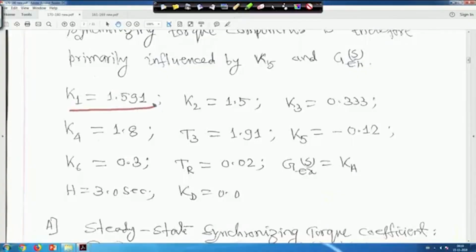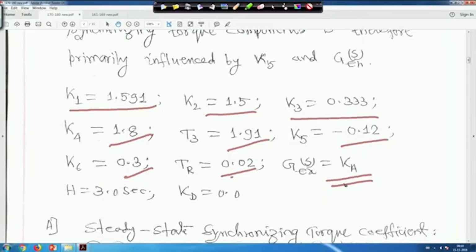Now suppose the following parameters are given for the system: k1 is equal to 1.591, k2 is 1.5, k3 is 0.333, k4 is 1.8, T3 is 1.91, k5 is minus 0.12, k6 is 0.3. For this case we have not neglected TR. We have taken TR equal to 0.02 second. Compared to T3, TR is actually very small, we can neglect it, but for the time being we have retained it. Later we will neglect it.